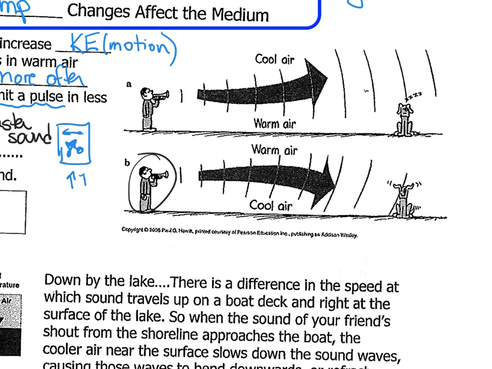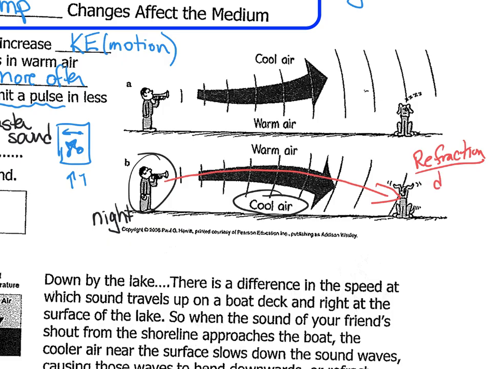Now, let's actually look at an example before we do the algebra. So say you're playing a loud sound, but it's at nighttime or on a cold day. The surface air is cold, and maybe a little bit higher up it's warm. And what you see is that the sound waves are bending. Now, we found out that the name for that is refraction. A refraction is a change in direction, right? The direction changes as the speed changes.